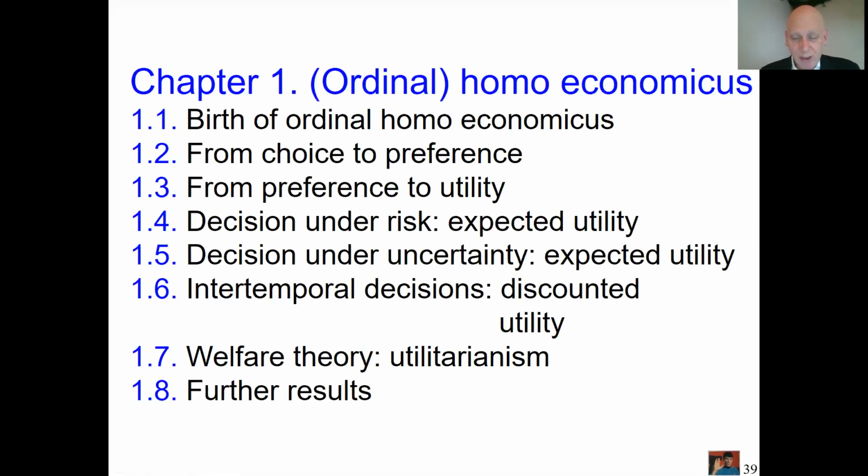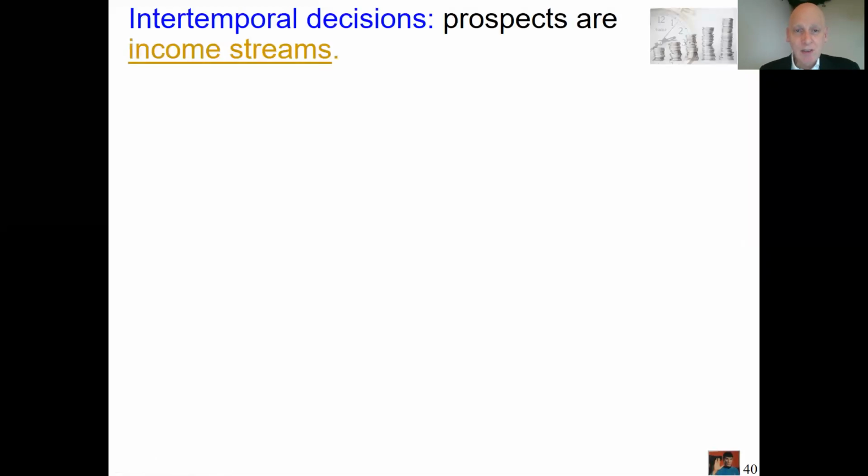So continuing the ordinal job to be done, we're now going to consider intertemporal decisions and the discounted utility model. Here now the things you choose from, the prospects, they are income streams, as I call them. They specify for different time points, different money amounts you get.